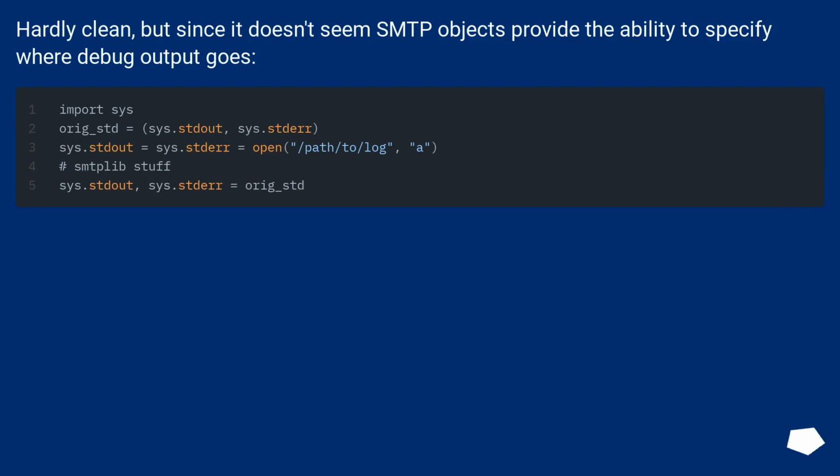Hardly clean, but it doesn't seem SMTP objects provide the ability to specify where debug output goes.